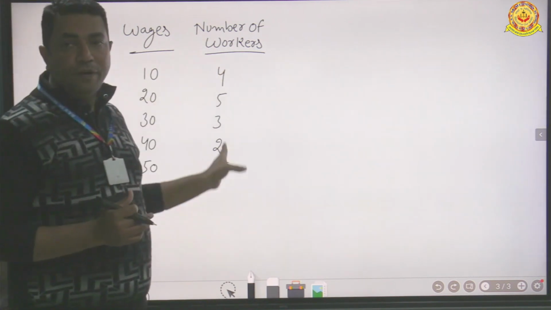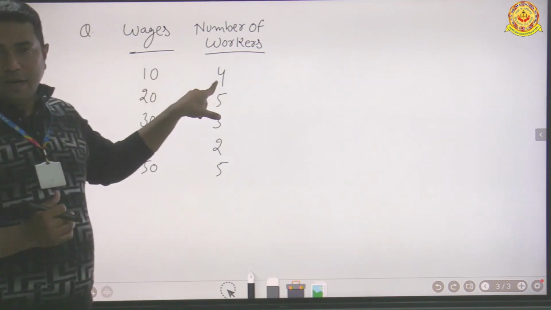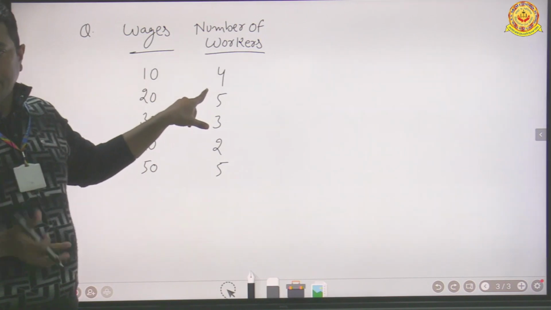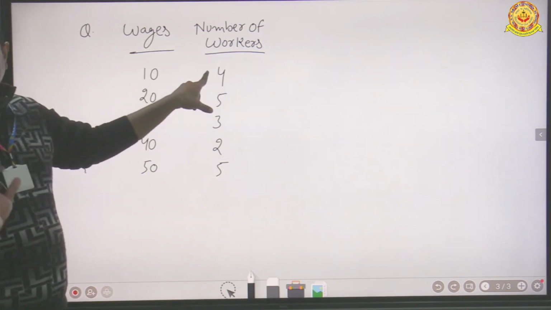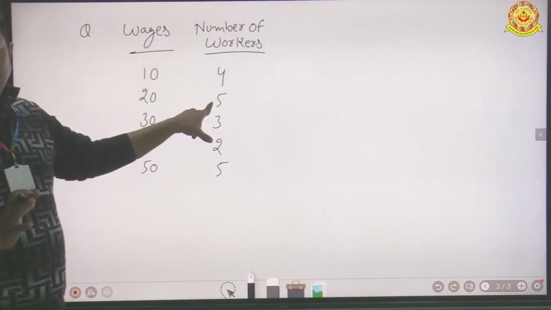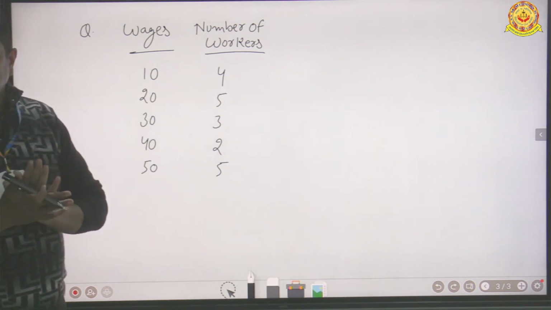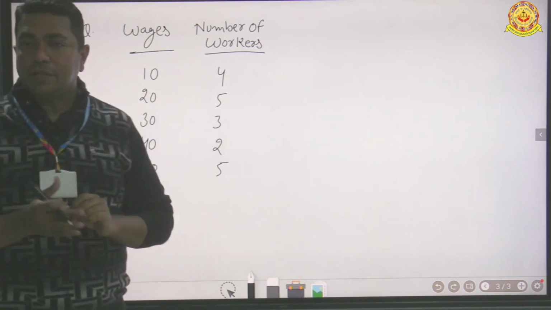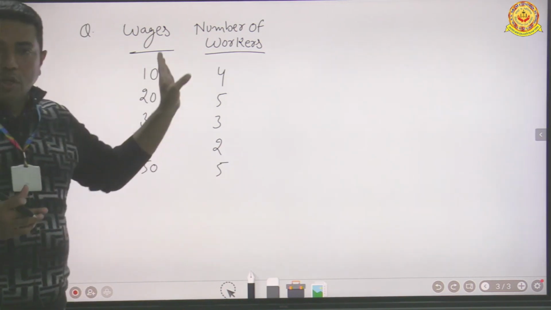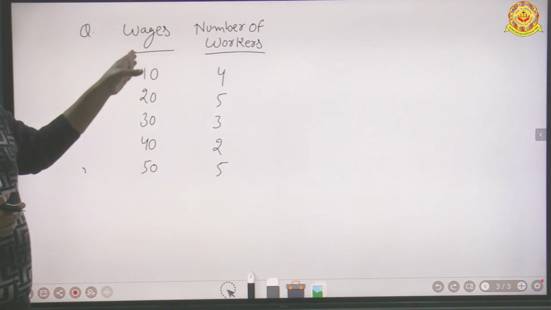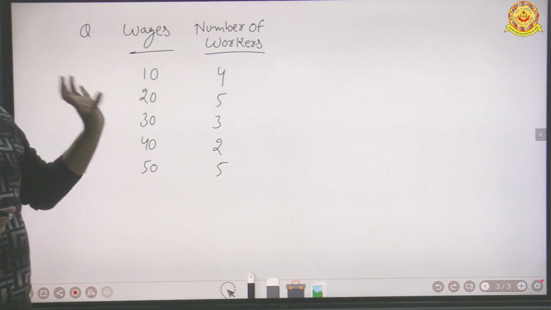So these are the frequencies. The number of times an item repeats itself in the data is the frequency. It means 10 is repeating 4 times in the data, and 20 is repeating 5 times in the data. So these are the frequencies. Clearly it is a question of frequency distribution. You need to identify only that. As I said, actual measurement of items is done in that case. So this is a question of discrete series.